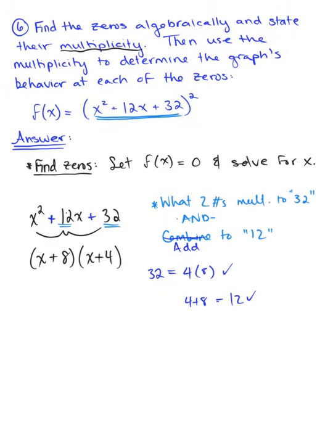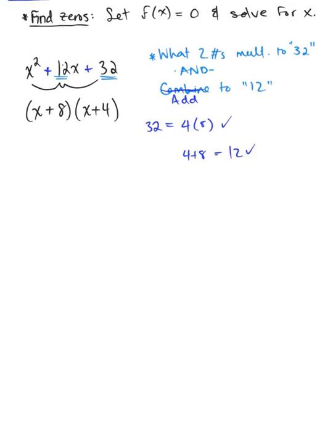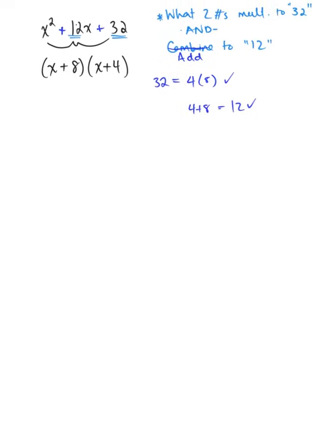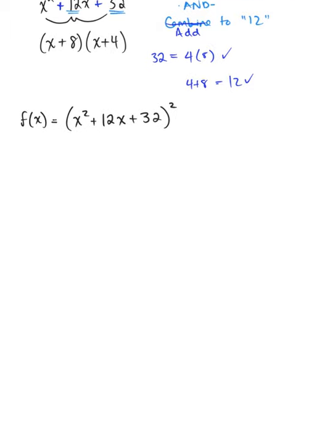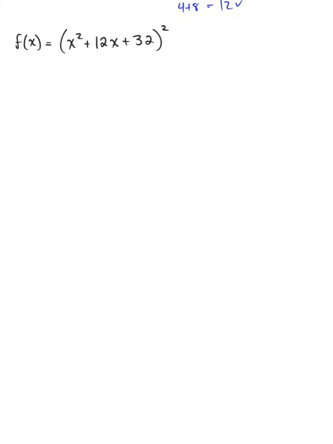going on. It's going to give us a little more room. Don't want to lose that scratch work too fast. So again, we were given f of x is equal to x squared plus 12x plus 32 squared. So now we can give ourselves more room. And we just did the scratch work to factor that inside there. So we know that this is equivalent to x plus 8 times x plus 4, and that's all squared.